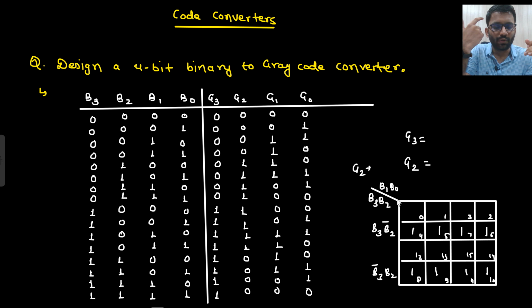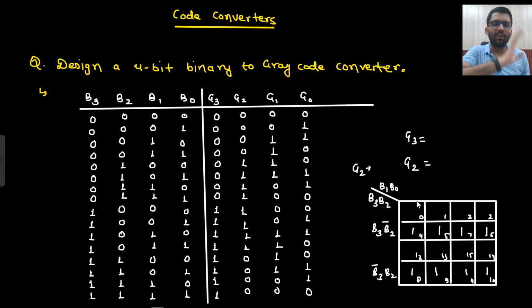Okay, so first one is code converter, then we will see 7 segment display, and then we will see parity generator and parity checker. So these three kinds of circuits we are going to see, and you do not need to remember the final answer. Okay, so this is the first question. You can do it on your own.